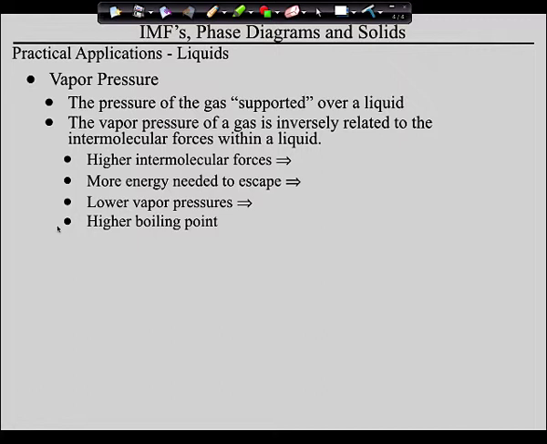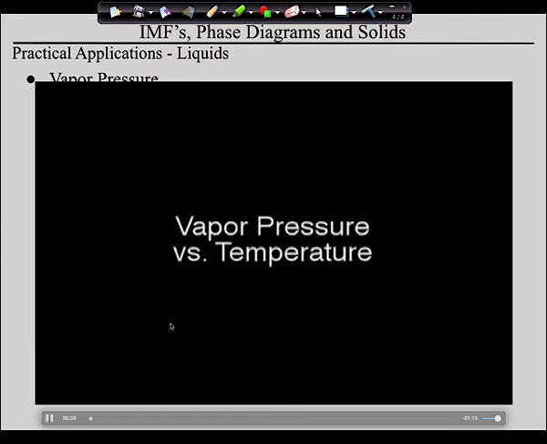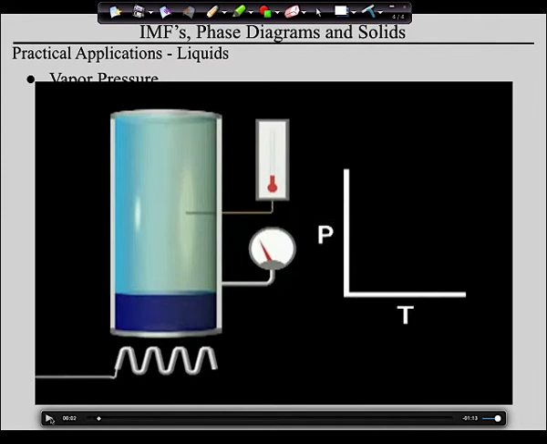So guys, with that said, the world's most disappointing video bundled with our book. You ready? Here we go. Vapor pressure versus temperature. So what is the relationship between vapor pressure and temperature? Temperature goes up, vapor pressure goes up. You ready? This is as good as it gets. Here's a thermometer, here's a pressure gauge. Here's a heater.